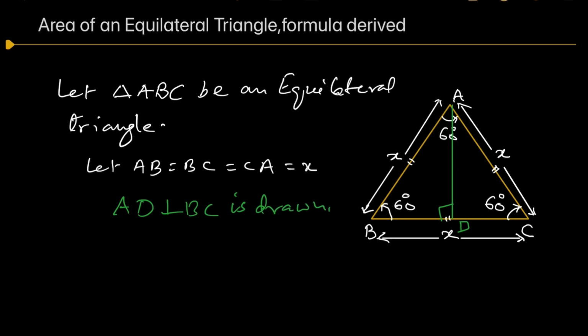Then this perpendicular AD divides BC into two halves. Hence, side BC will be divided into two halves, x by 2 and x by 2. Means length BD will be half of x and length DC will also be half of x. Hence, AD bisects BC, you can say, bisects perpendicularly.